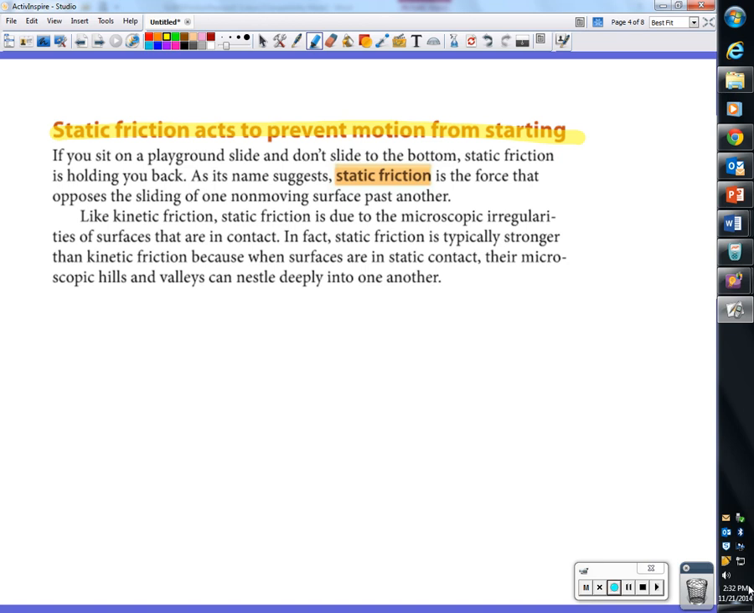There is no other tension force on this object, right, pulling in the other direction. The only force is coming from the table. That contact between the surfaces, that makes it a friction force. Specifically, static friction is the force that opposes the sliding of one non-moving surface past another. Okay? We can have friction even if there isn't motion.